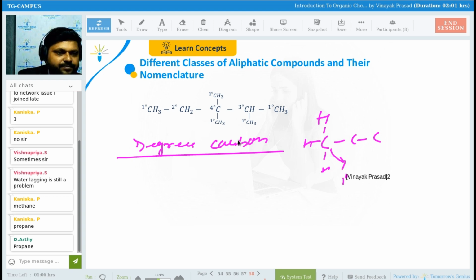1 degree. But what about this carbon? This carbon is attached by two carbons. See here, this carbon and this carbon. So the degree of this carbon is what? 2 degree. What about this carbon? Again 1 degree, because this is attached by this carbon only. The degree of this carbon is what? 1 degree.